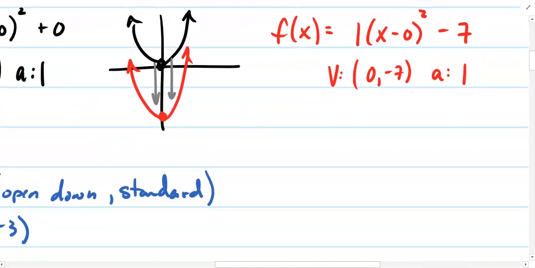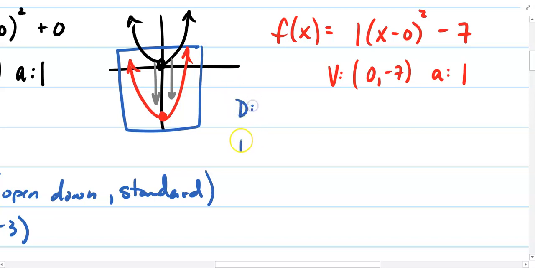Let's take a look at this particular function, the one that's been translated here. What's the domain and range of it? Again, go ahead and pause the video now and resume playback in a moment to check your work.